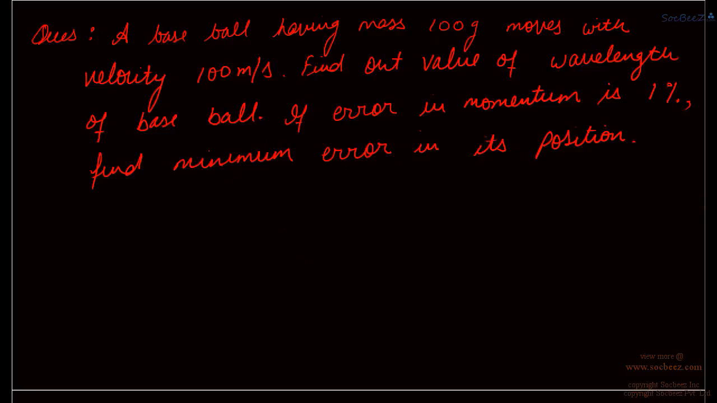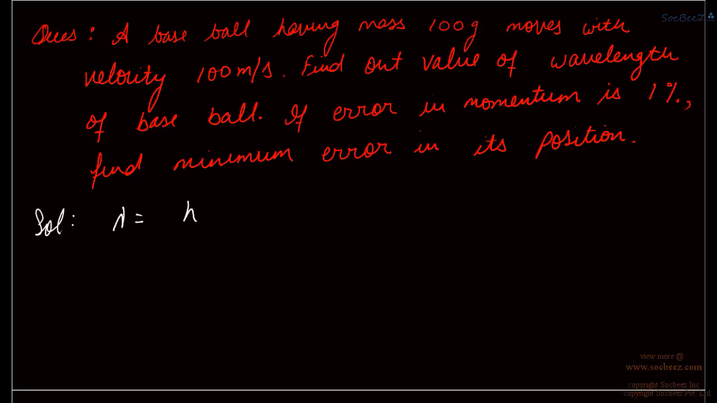Okay, so let's discuss another problem. The problem says a baseball having mass 100 gram moves with velocity 100 meter per second. Find out value of wavelength of baseball. If error in momentum is 1%, find minimum error in its position. So this problem is based on Heisenberg uncertainty principle, and we will have to club two concepts in order to solve this problem. The first concept is that of de Broglie wavelength.